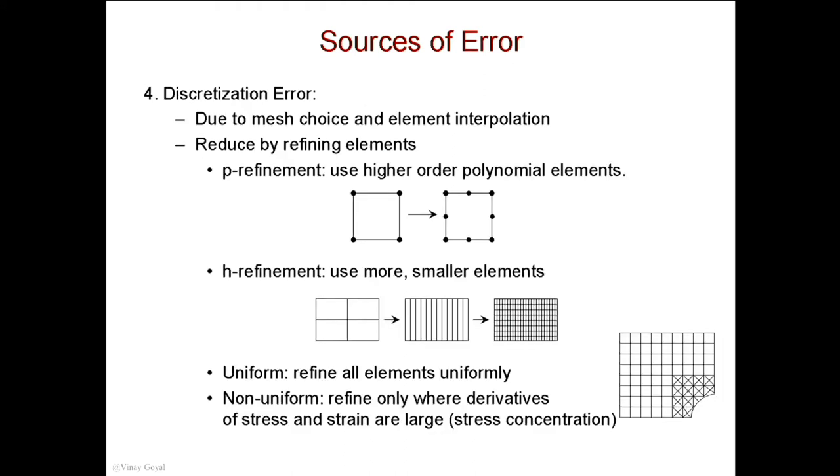Discretization error, so I think I discussed this quite a bit, maybe a couple of lectures ago, but I do want to emphasize it. So there's two ways to refine your analysis. One way is to do p-refinement, which is to use a higher order interpolation function for your elements. So instead of linear elements, you'll use quadratic elements. H-refinement is basically taking your elements and meshing them with smaller element sizes. And so that's one way to do it. Brute force, just refine the whole thing without thinking about it, but that may be computationally expensive.